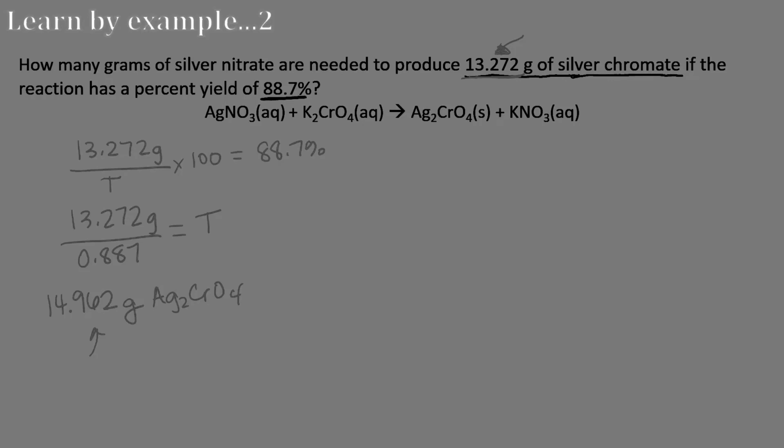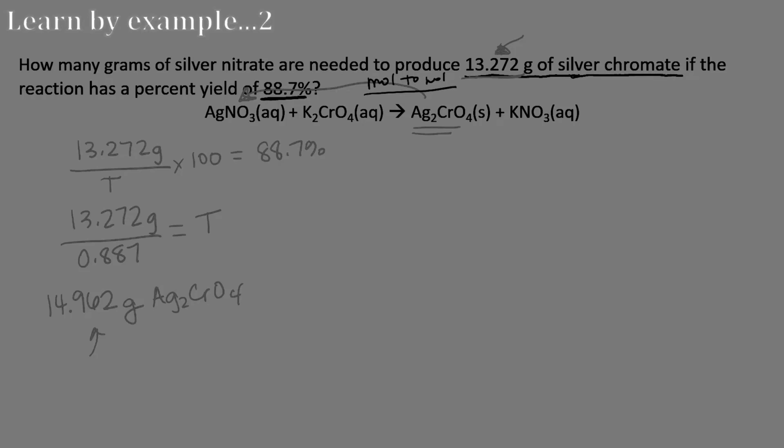So I'm going to start with the 14.962 grams of silver chromate. So I'm here, and I want to go to here. If I'm going to go from one substance to another substance, I have to use a mole-to-mole ratio to do that. And to use a mole-to-mole ratio, I have to be in moles, number one. Number two, it has to be a balanced reaction, and this is not balanced. So this is a tricky thing to do to someone, but I've seen it. I've not just done it, but I've seen it done to me.